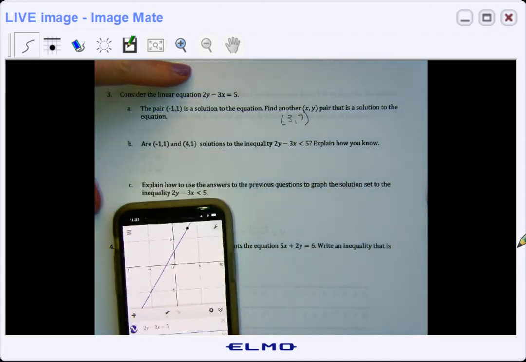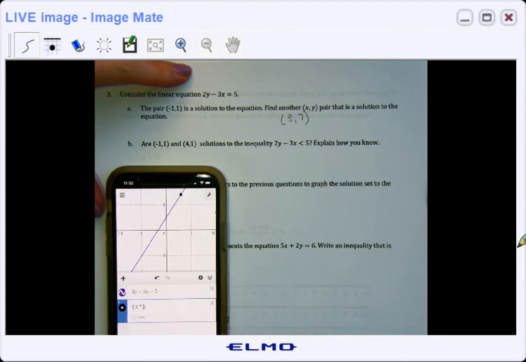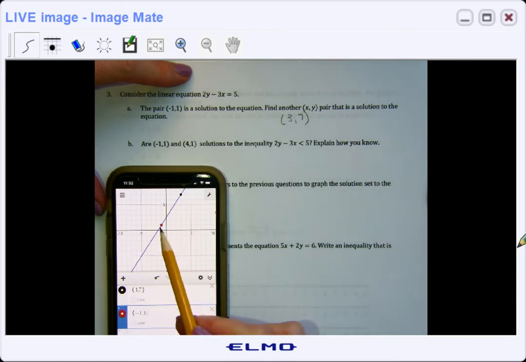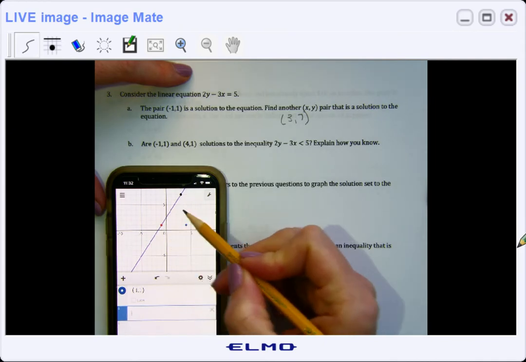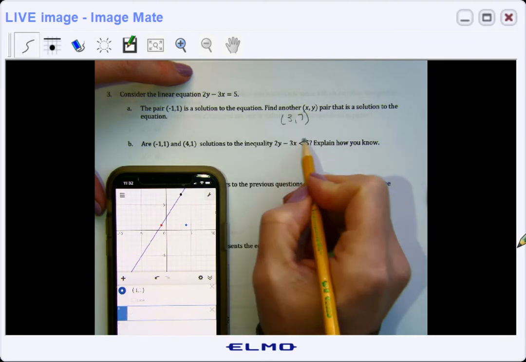Okay, the next question about this asks about negative 1, 1, and 4, 1. So I'm just going to keep typing in ordered pairs. Negative 1, 1. Looks like that's right on the line. However, 4, 1, I can see on the graph that it's not on the line. And I'll put it on here for you to also see. It's this point right here, so it's not on the line. Oh, I'm so sorry. I didn't realize it said the inequality.